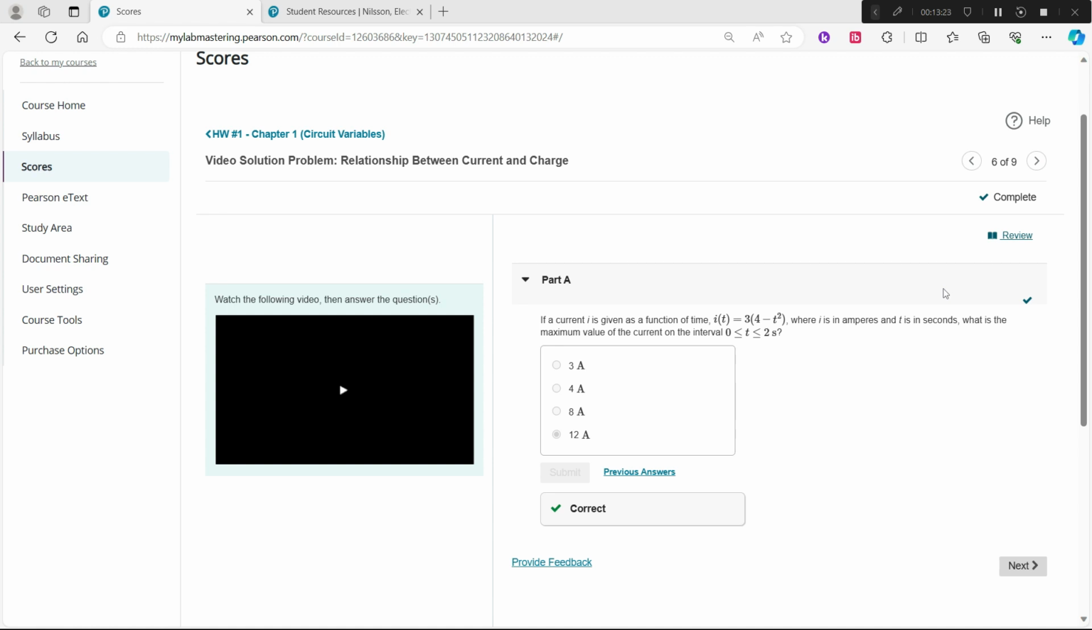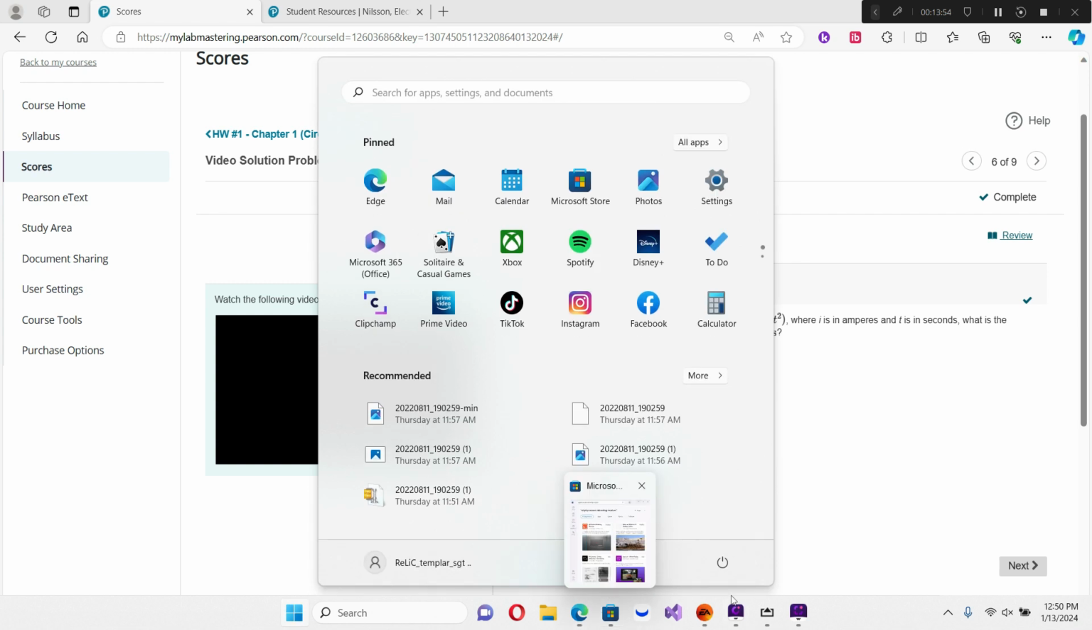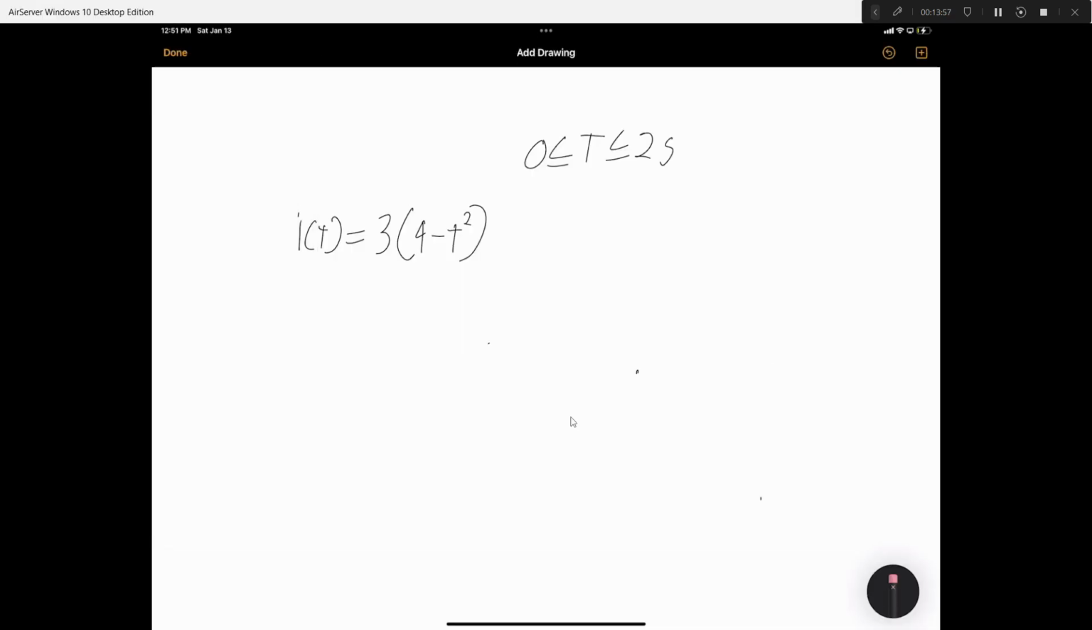So here we have I as a function of time, equal to 4 minus t squared. We're given an interval from 0 to 2 seconds, and we need to know the maximum value of the current, which is I. So what is the maximum? Go from 0 to 2.